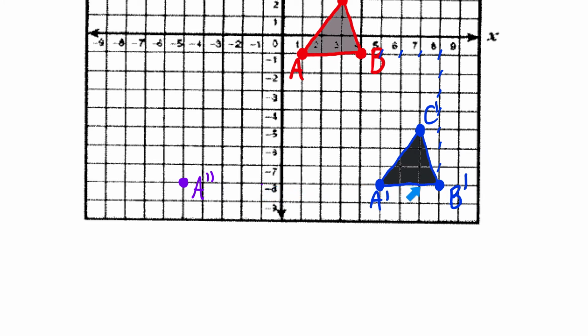All right, how far is B prime away from the line of reflection? Yep, 1, 2, 3, 4, 5, 6, 7, 8. So I'm going to flip it 8 to this other side. So 5, 6, 7, 8. There's B double prime. And then how far is C prime away? It's 7. So I'm going to flip it 7 along that same line to the left of the line of reflection. And I'm going to have C double prime.